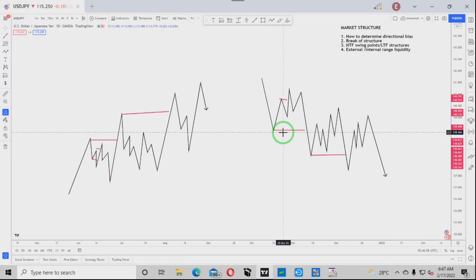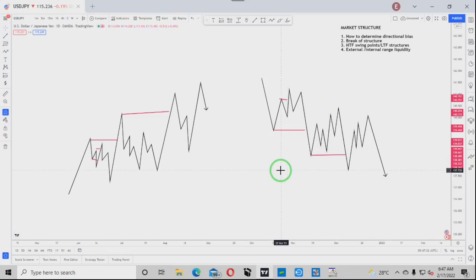The sellers couldn't muster much strength to push price from here to break structure. The sellers tried, but the buyers took over again and pushed price up. And then the sellers here mustered enough strength to push price to break the major structural low here. Can you see that, guys? So in determining your directional bias, you need this double break of structure. I cannot emphasize that enough.